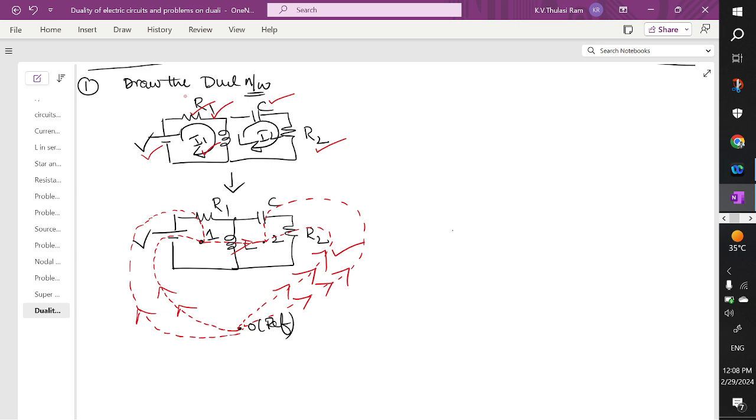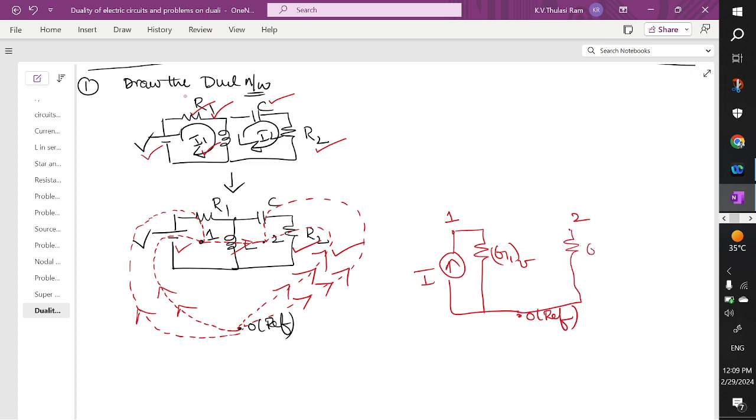Now let's try to redraw the network. We have the elements here. We have the first node, second node, and zero node or reference node. Now from 1 to 0, what is the element? We have a voltage source. So replace 1 to 0 with a current source and give it the value I. Also from 1 to 0 you have R1, so replace that R1 with conductance, which is G1 mho. Next, 2 to 0 you have R2, so you are going to have one more element, and this will be G2.